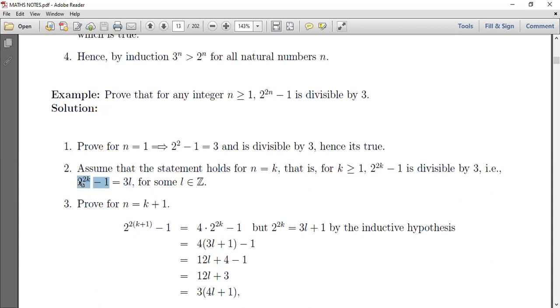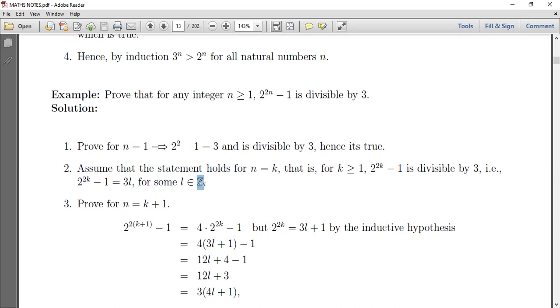So in other words, we are saying 2^(2k) - 1 = 3L, where L is an element of integers. Okay, because it is divisible. A number which is divisible by 3 means there is an integer that you multiply 3 with to get that number. Otherwise, 3 gets into that number.